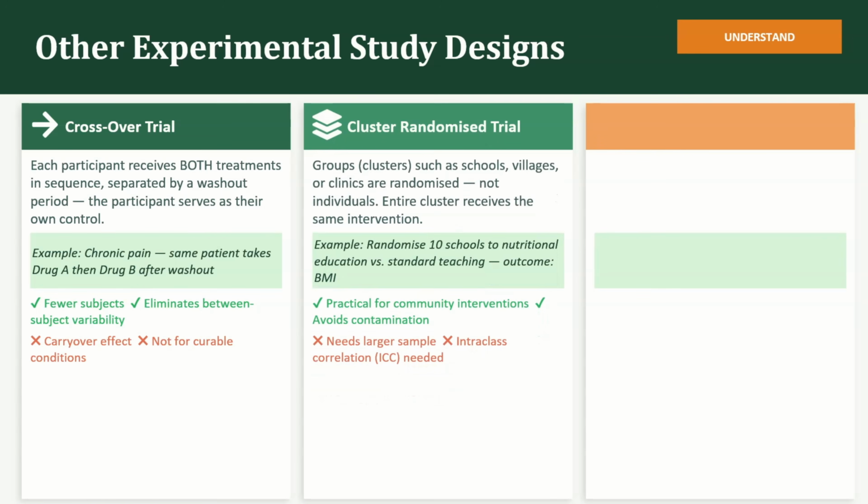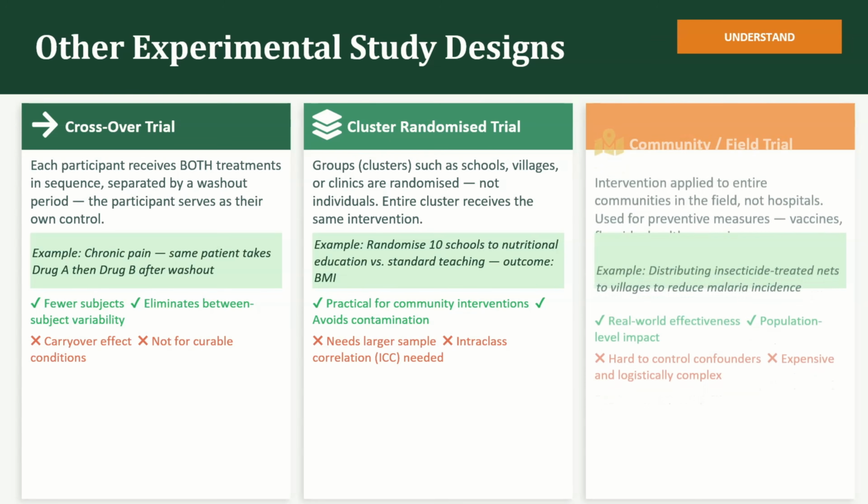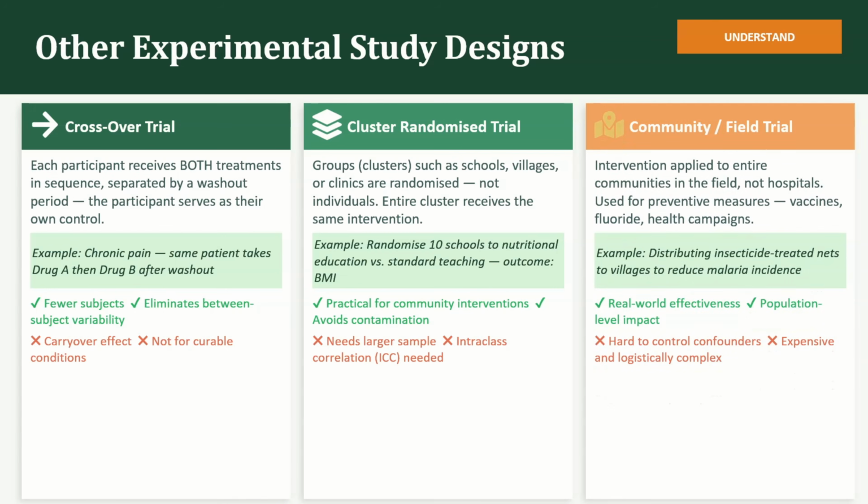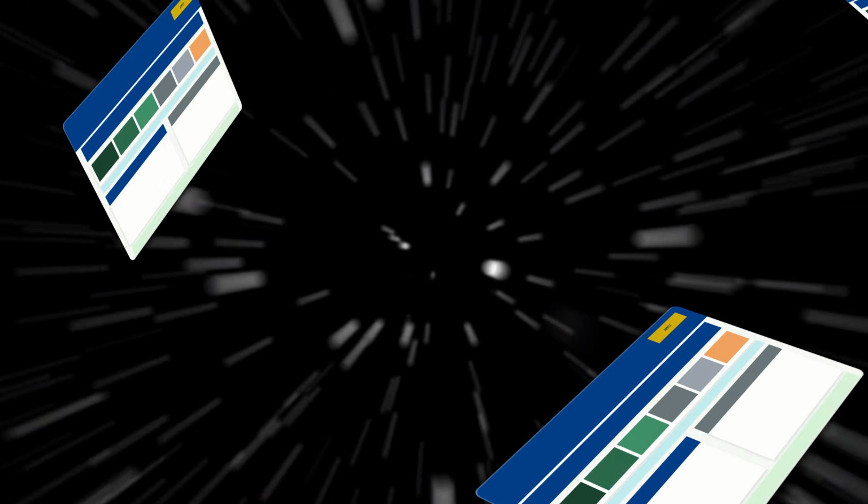Cluster randomized trial. You randomize entire groups, not individuals. Schools, villages, clinics. Example, randomize 10 schools to nutrition education versus standard teaching. Outcome, average BMI. Avoid contamination but needs larger sample size and special statistics, intra-class correlation. And community field trials. Whole communities get an intervention like fluoride in water or insecticide treated nets against malaria. Hard to control confounders but gives real world effectiveness.